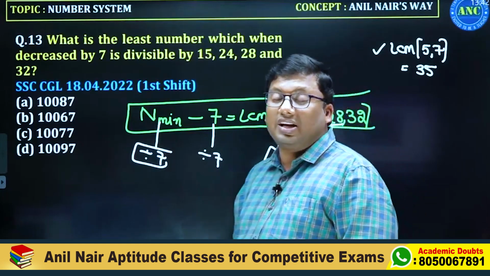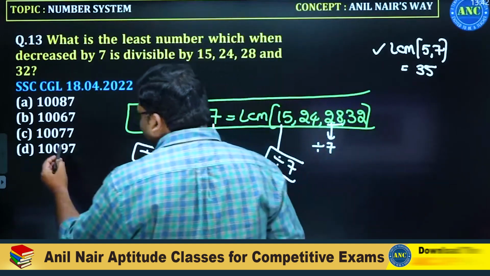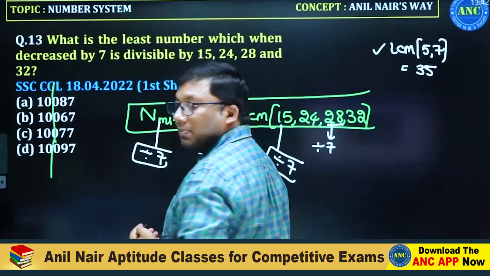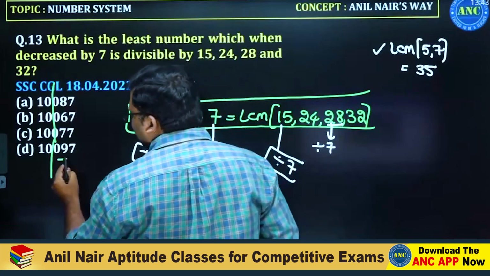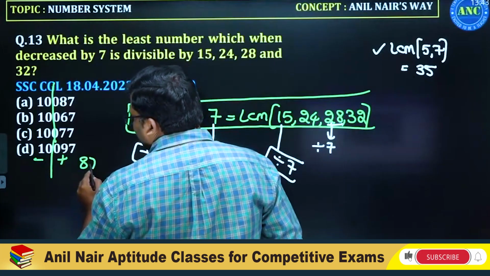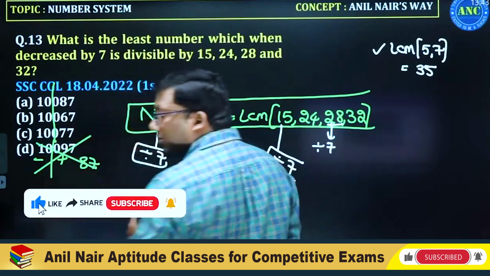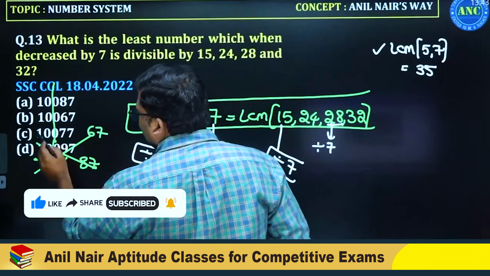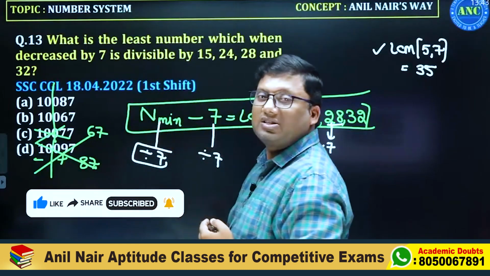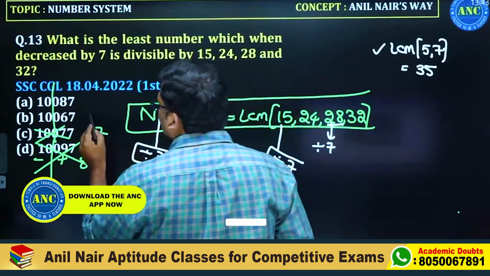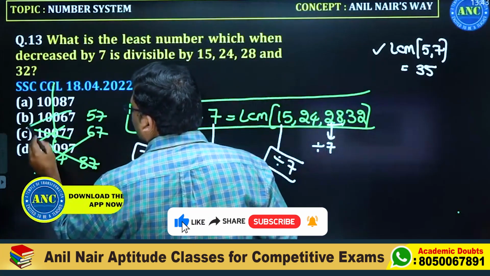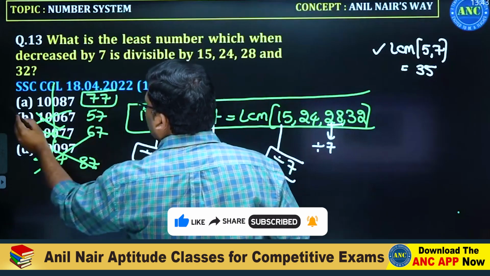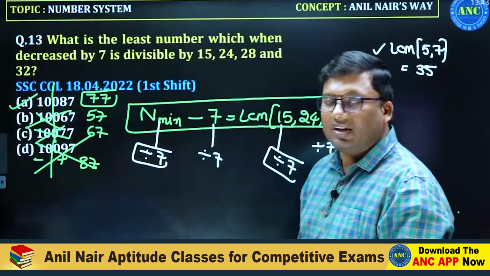What is the divisibility rule of 7? Take a group of 3 digits, alternately plus minus. 97 minus 10, 87. 87 is not divisible by 7. 77 minus 10, 67, it is also not divisible by 7. 67 minus 10, 57, also not divisible by 7. 77 is divisible by 7.